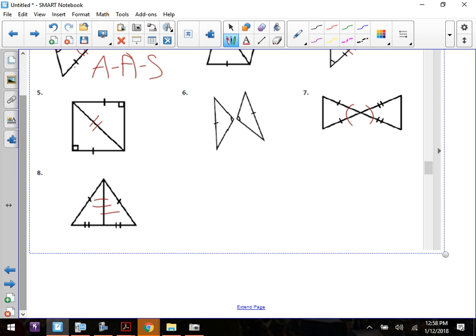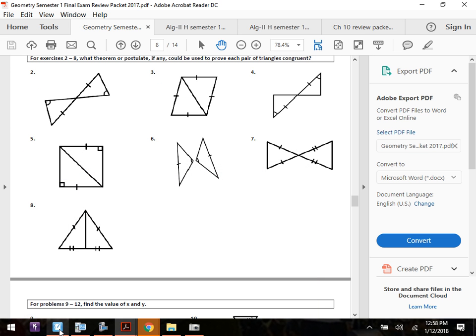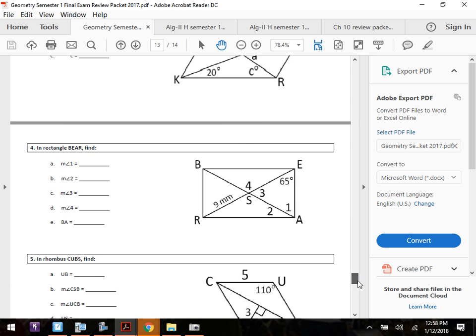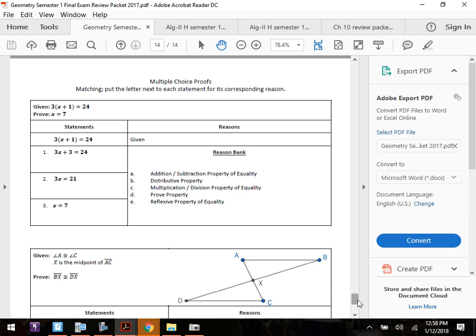Now, do me a favor. Flip to the very back page of the review real quick. And I want to talk to you guys about how the proofs are going to be written out.